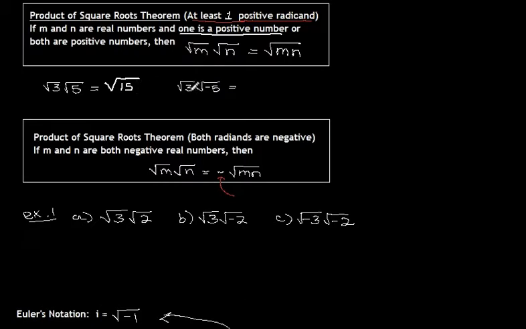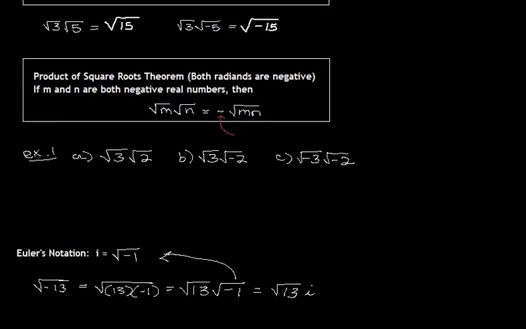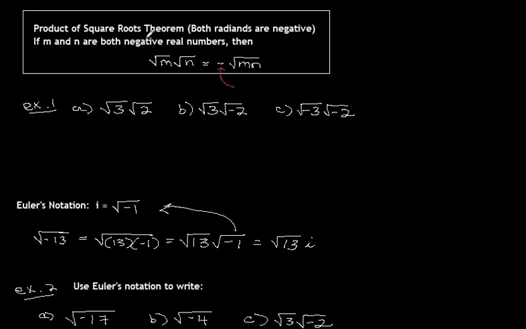And it's the same thing. You have at least one positive number, so you're going to get the square root of negative 15. That's what we've done before. Here's the little twist to the whole thing. The product of the square root theorem where both radicands are negative. If m and n are both negative real numbers, then the negative is going to come outside. So square root of m times the square root of n is negative square root of mn.